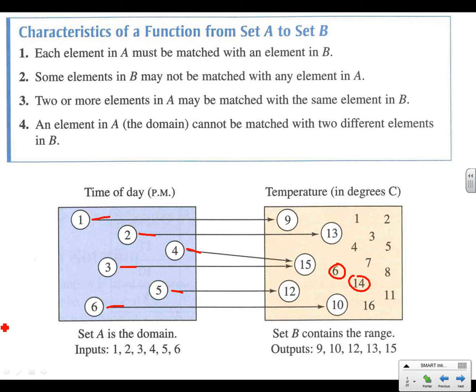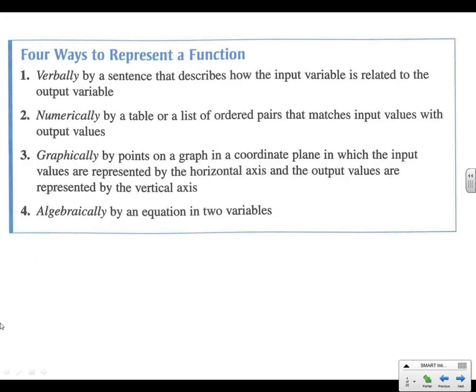Two or more elements in A may be matched with the same element in B. We're noticing that here at 3 and 4 o'clock we get 15 degrees Celsius. But we can't go the other way. We can't say at 5 o'clock it's 12 degrees and 10 degrees. If we did that, we would not have a proper function. We wouldn't have one-to-one output. So for every input, there is a matching output.